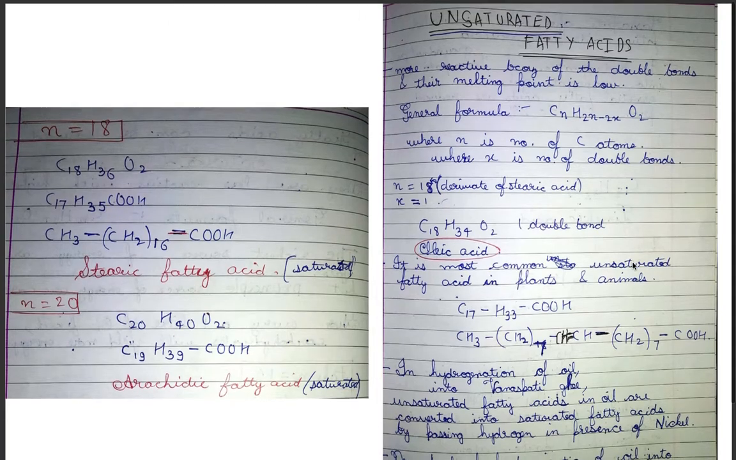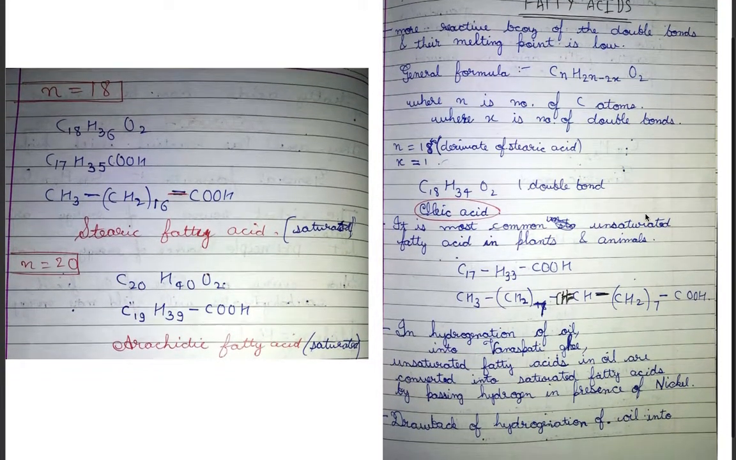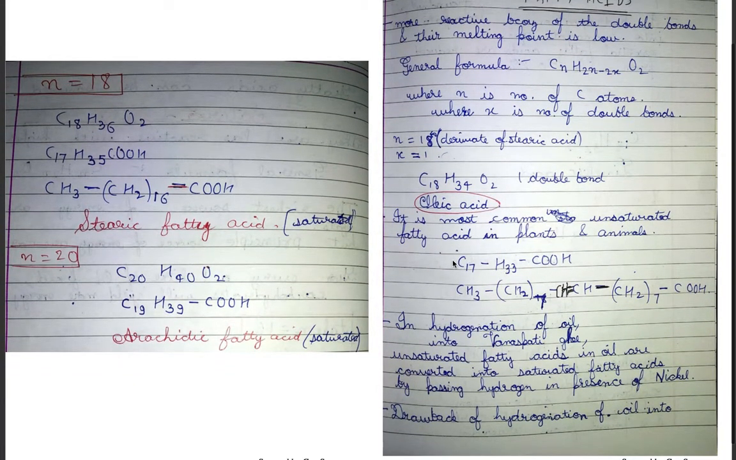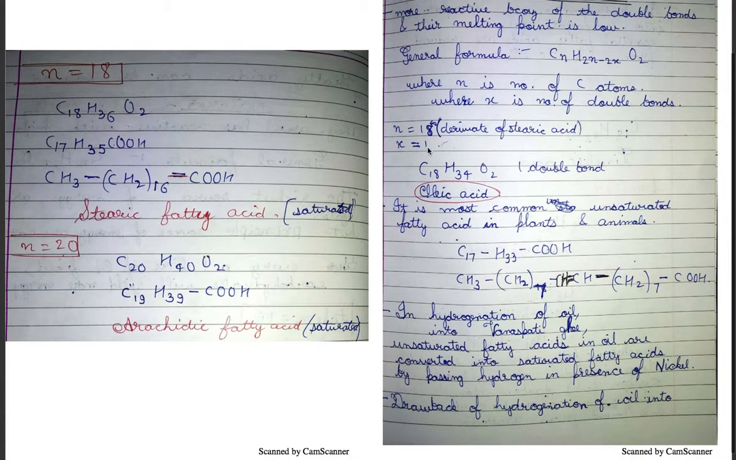It is the most common unsaturated acid in plants and animals. Now it is represented as you see here, CH3, and then there is a CH with a double bond. Only one double bond, therefore x would be 1, so 2 would be subtracted from the H, and since 2n is 36, 36 minus 2 is 34.